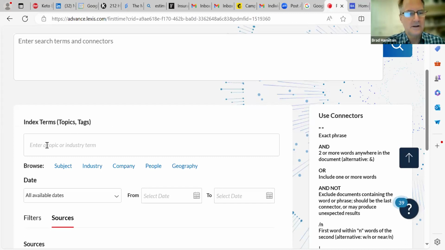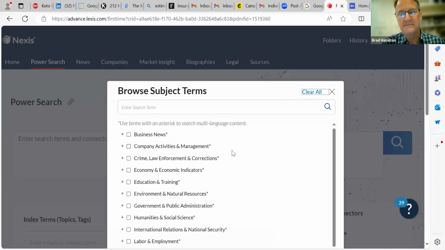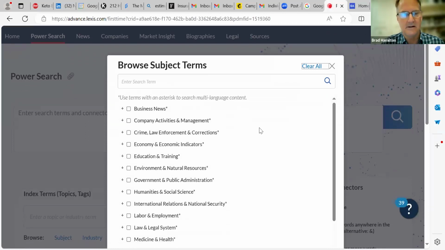Okay, so if you look here, you can type in a term that you might be interested in, or you might think would be appropriate to your search, or you can just go down to this little link where it says subject. Okay, so subject terms gives you some ideas. Is this an article about business, or is it about education or the environment? Okay, maybe it's about a legal matter related to your search. Okay, or if you can't think of one, like maybe it's an entertainment story. I don't know.